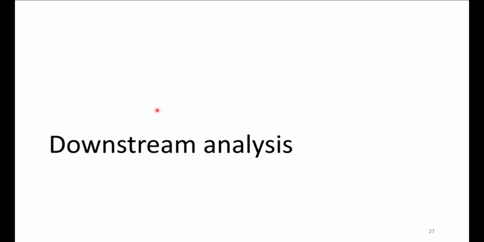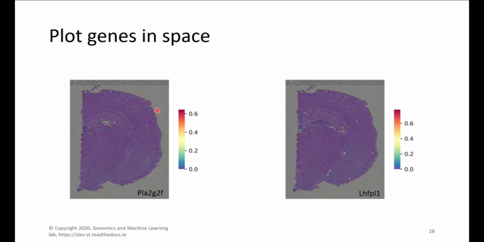And one thing that you obviously immediately can do with spatial analysis is you can plot genes in space. Here I'm just showing you two examples, two genes, and you see they are nicely localized in certain areas of the brain here. If you want to plot genes, there's quite some software available.